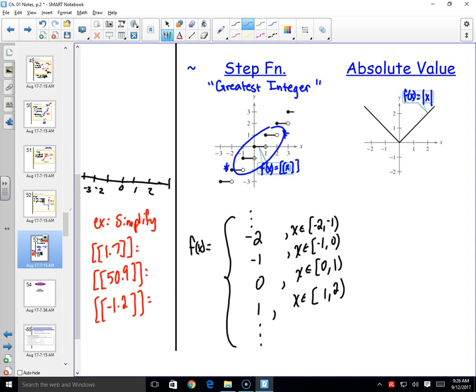What would you guys tell me on 1.7? Think the number line, 1.7 is right here. You round down, it's 1. 50.9, if I was to go all the way out, a little bit higher, 0.9, what do I round down to?